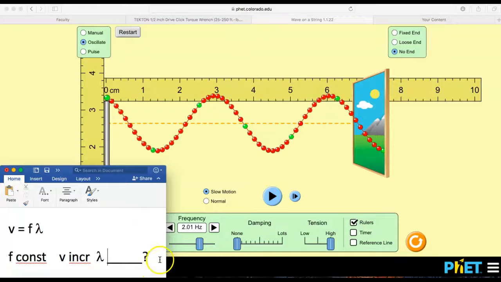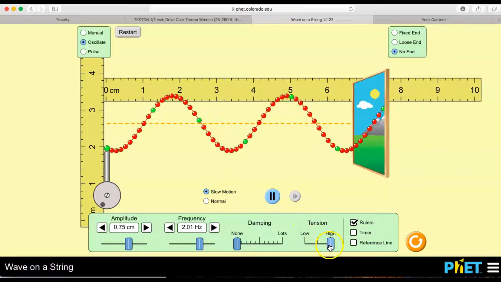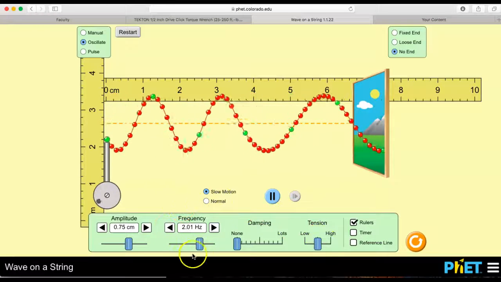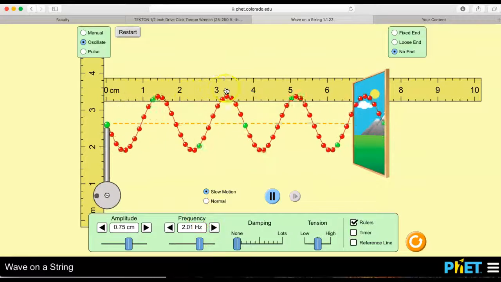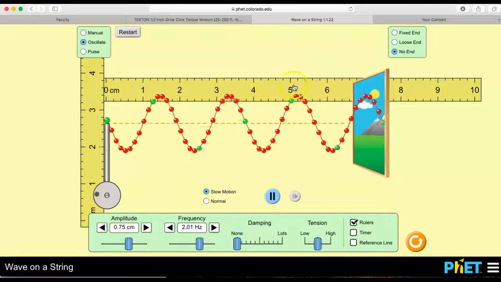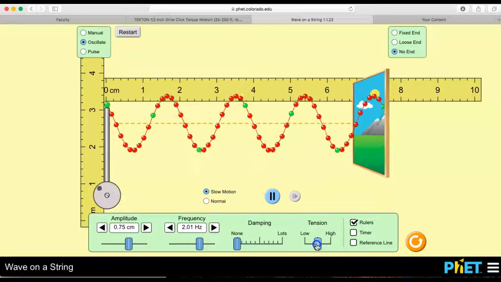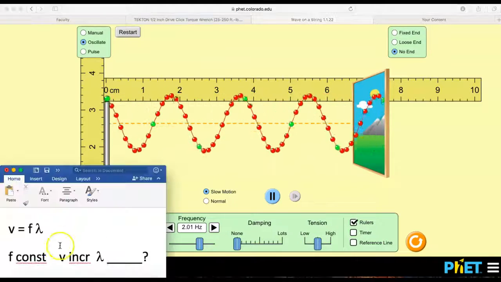All right, let's try the reverse. Let's set this back to what it was before. Now here we're holding the frequency constant. We're looking at the speed. Move your finger along with it. I'm moving the cursor and you can get a feel for the speed. And now we're going to reduce the speed by lowering the tension. And you should predict what happens to the wavelength.